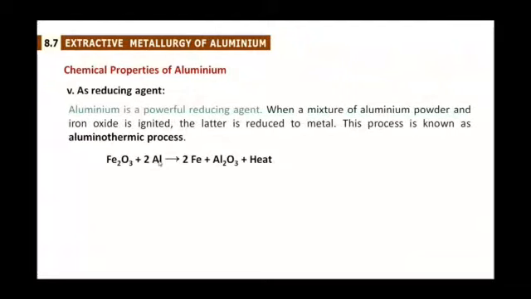Aluminium is treated with Fe2O3. Here, aluminium will react with oxygen of Fe2O3 and get oxidized to aluminium oxide, Al2O3, and iron oxide is reduced to iron. In this reaction, heat will be liberated. Hence, it is an exothermic reaction.